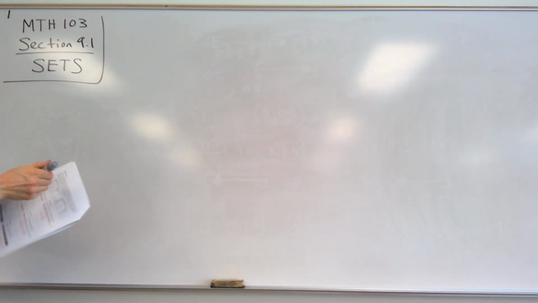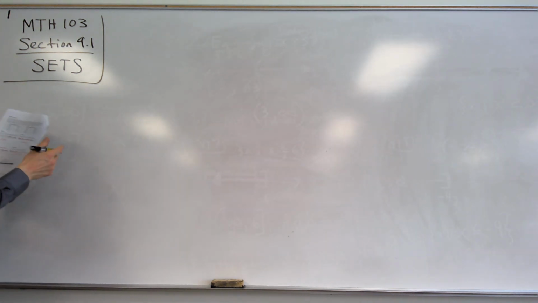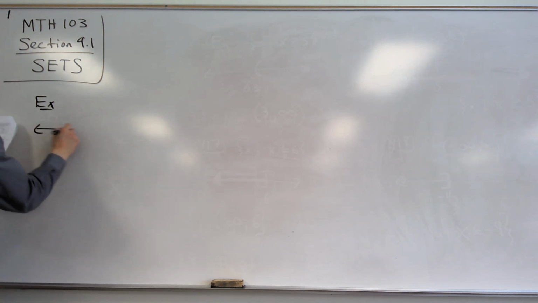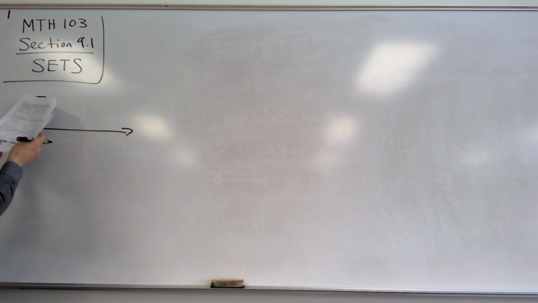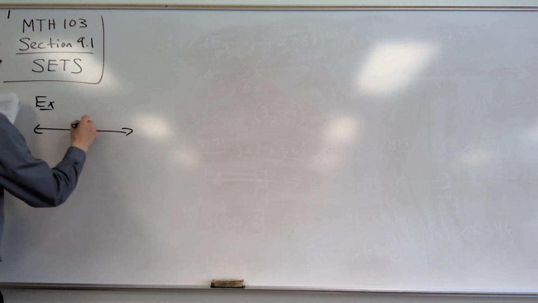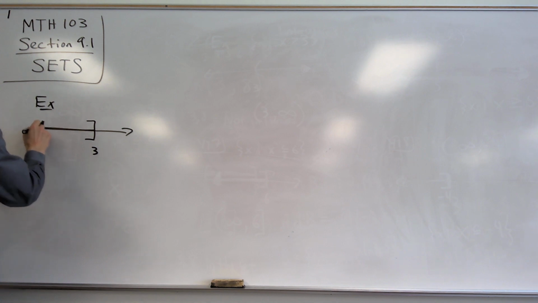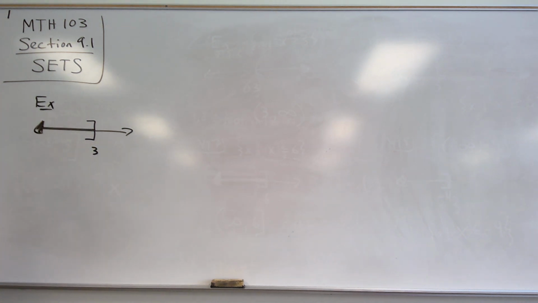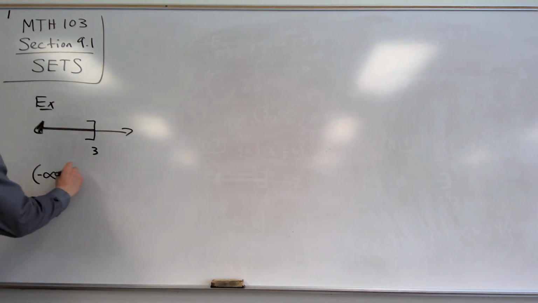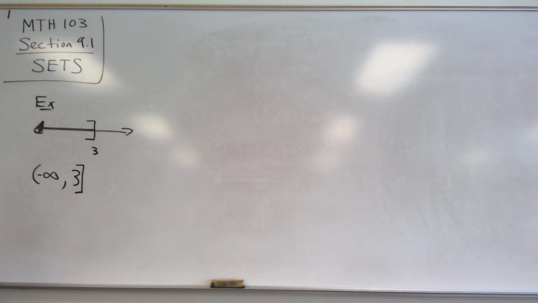Next example, we're given a graph, and we're going to write interval and set builder. So the graph has a bracket at 3 and goes to the left. So we have an infinite interval to the left, so that'll be negative infinity on the left, and infinity corresponds with a filled in arrow. And then the 3 on the right, and same symbol, bracket. So negative infinity to 3.